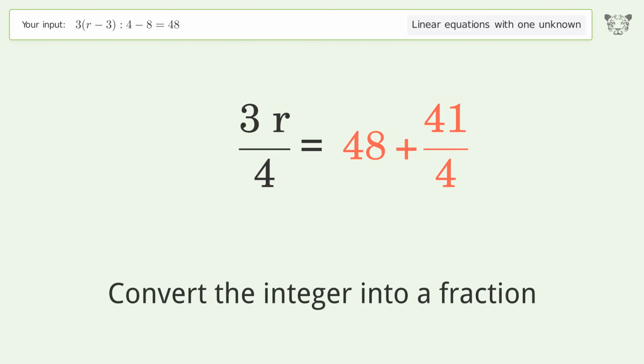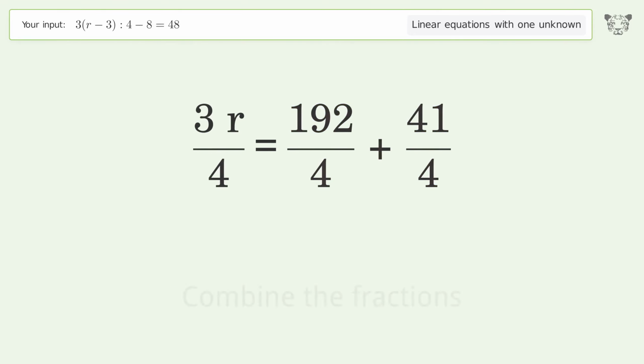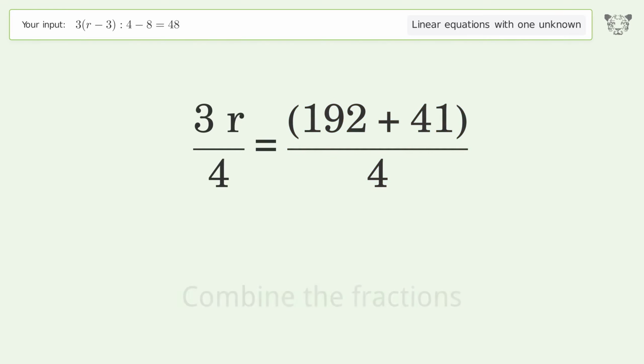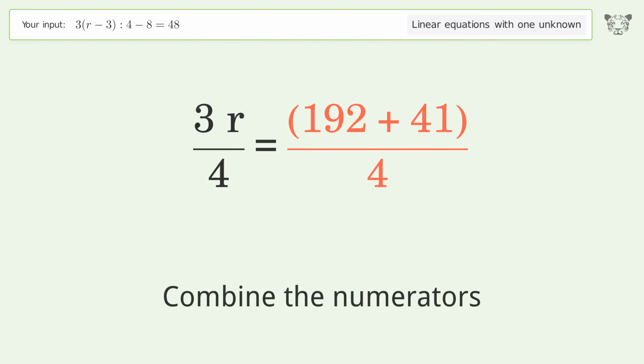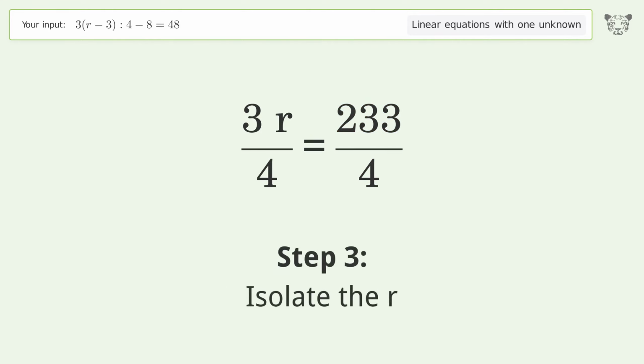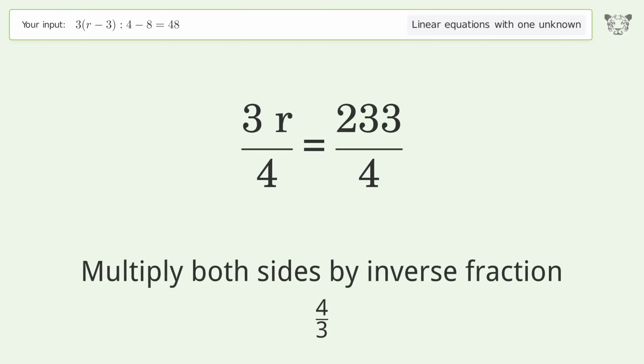Convert the integer into a fraction. Combine the fractions. Combine the numerators. Isolate the r. Multiply both sides by inverse fraction 4/3.